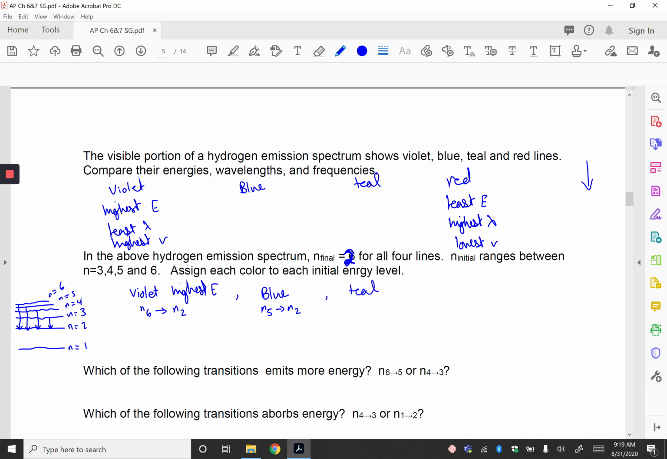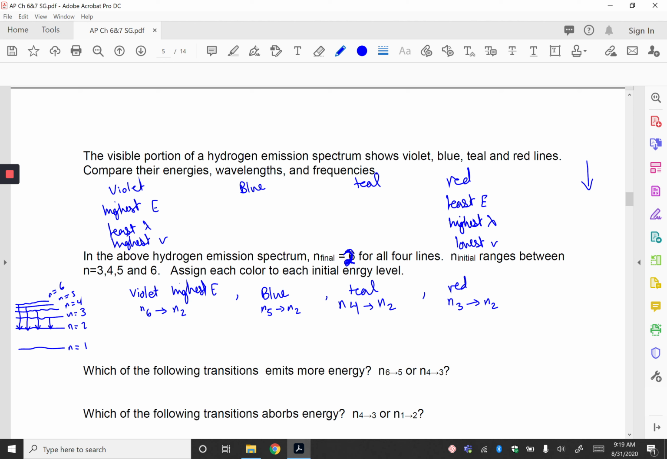Next is the teal, so that would be the 4 to 2. And then finally the red has the lowest amount of energy being emitted, and so it is the smallest out of these, so N3 to N2.